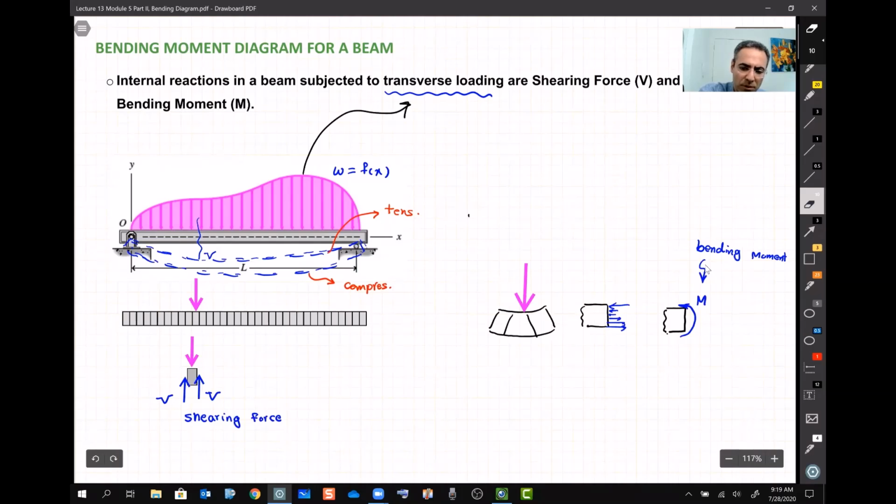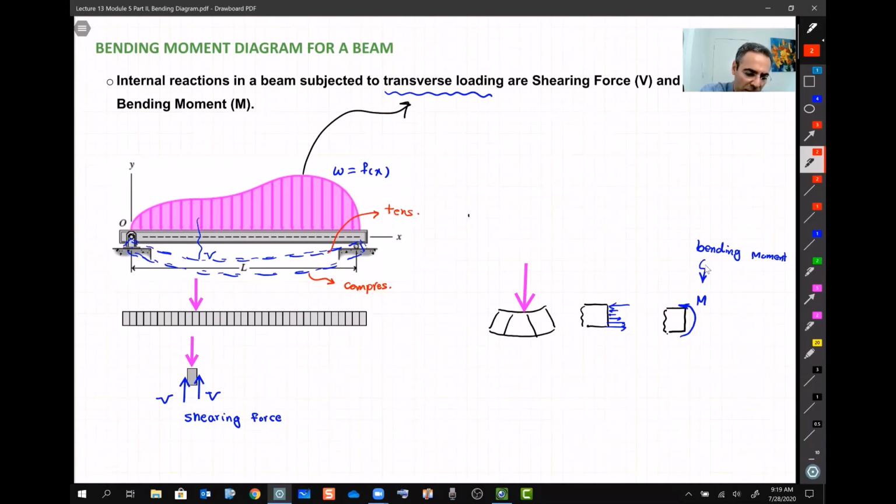So in other words, at any cross section of this beam, no matter where I'm looking, if I cut this beam at any section and look at that section, all the molecules and all the elements on that section are under a bending moment M and shearing force V. And this M and V come from this W, these distributed loads, or this transverse loading on the beam. And our task in this chapter is finding these M and V.